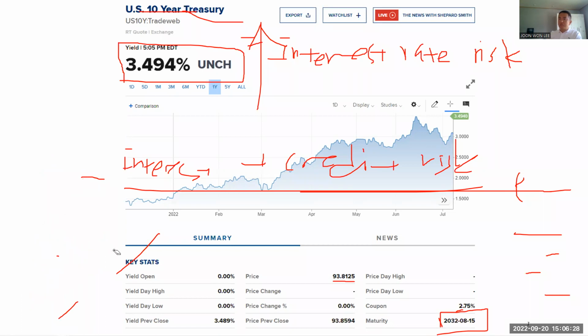So that's why it is very important to understand the time value of money.